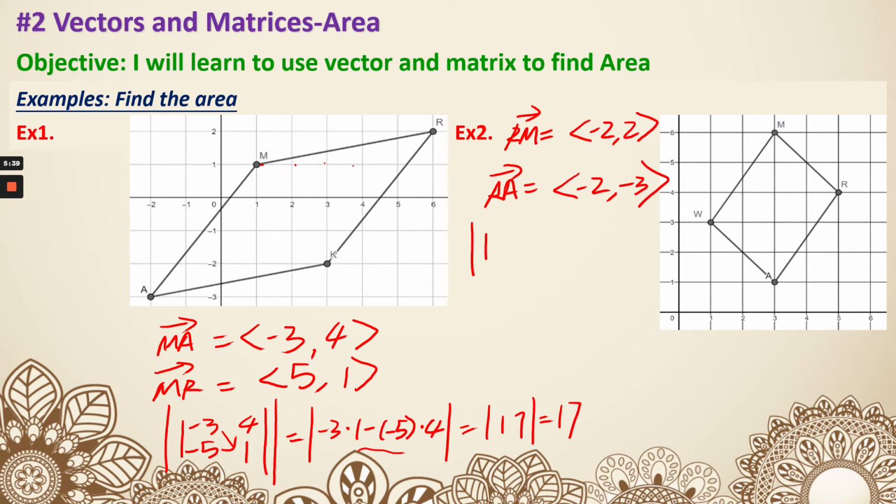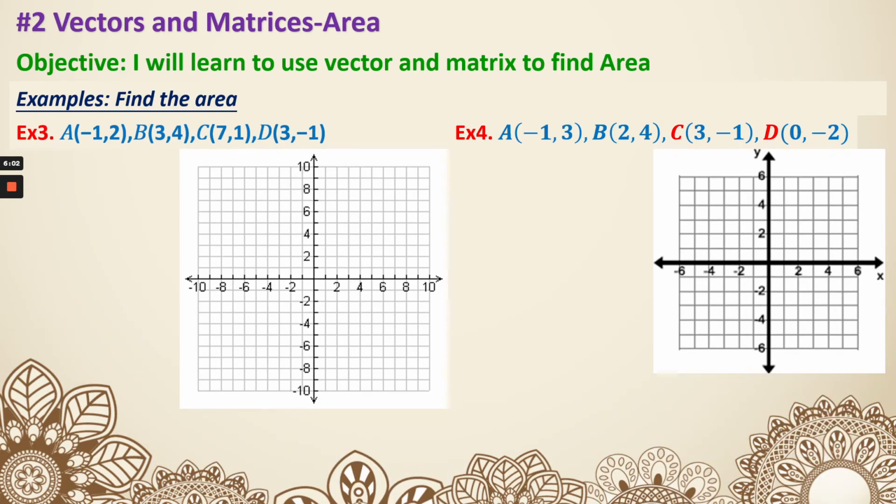So finding the determinant of -2, 2, -2, -3. That is going to be -2 times -3 minus -2 times 2, which is going to be a +6 minus a -4. So +6 plus 4, which is a 10. That's example 2.